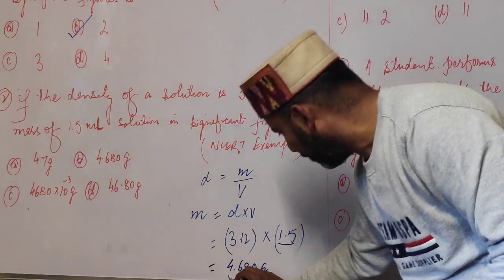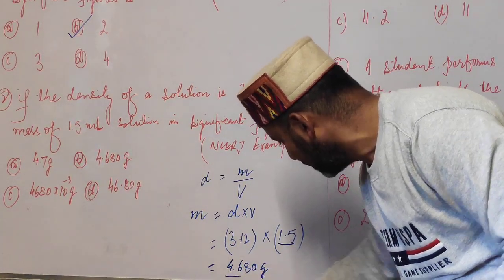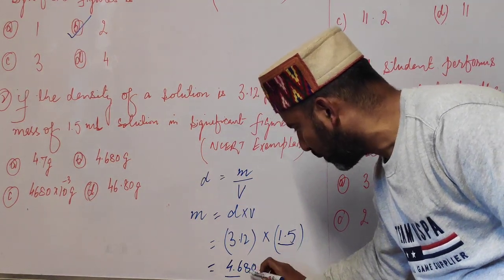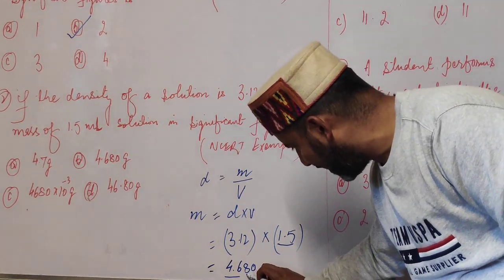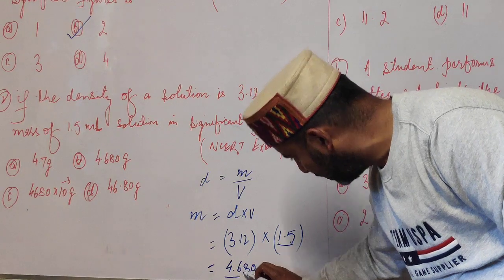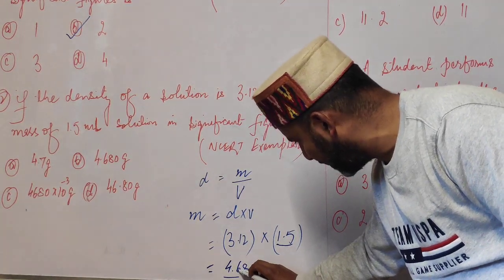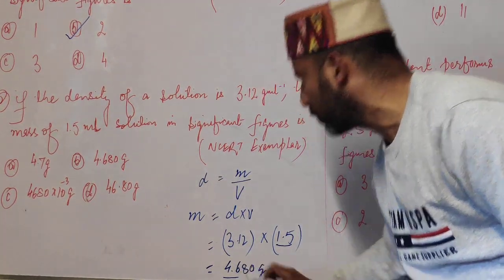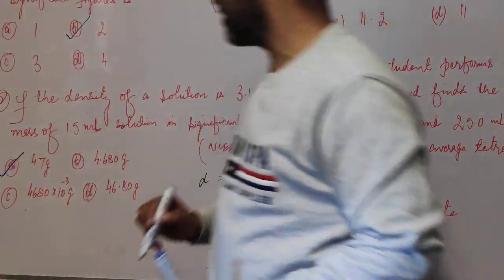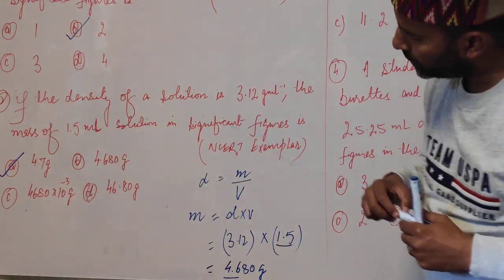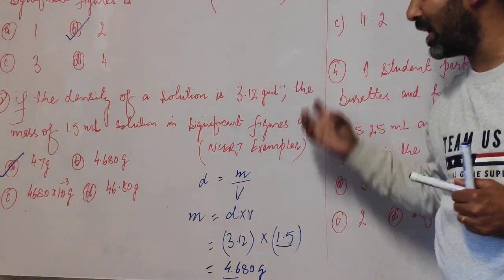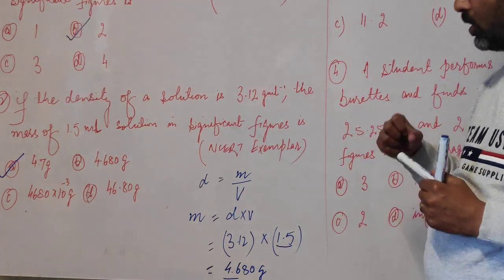So 2 significant figures means we need this much only. That means we have to round off now. When we eliminate 8, which is more than 5, we retain this digit with an increment of 1. So this becomes 4.7. So our answer is option A. This question is from the NCERT exemplar book.